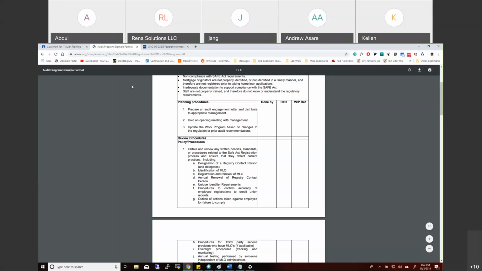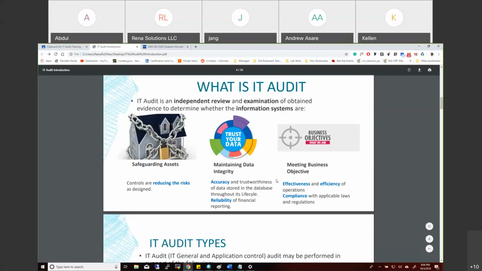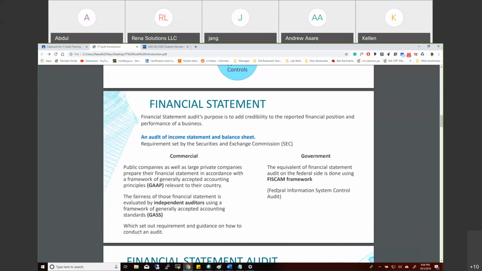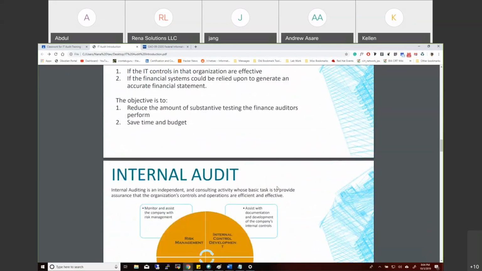Is there an order from the audit plan to the audit program? Is it step one, this is the audit plan, or is this just an overall definition of what each of them are? Yeah, there is an order. So when we get into the IT audit process, that's where the order will come into place.